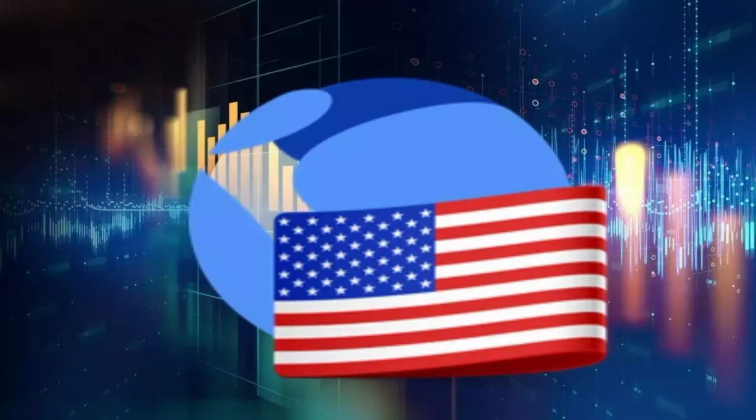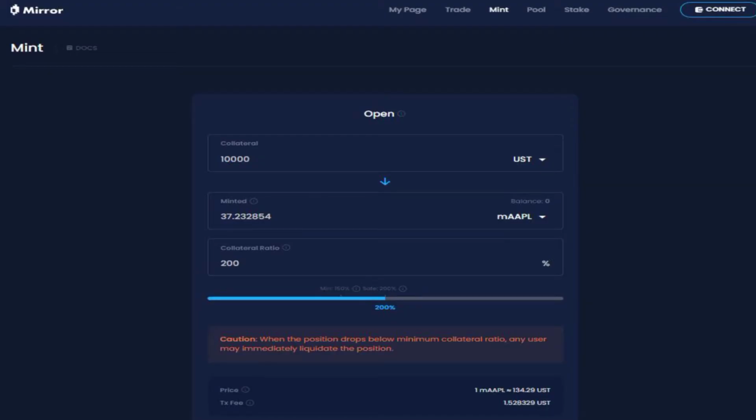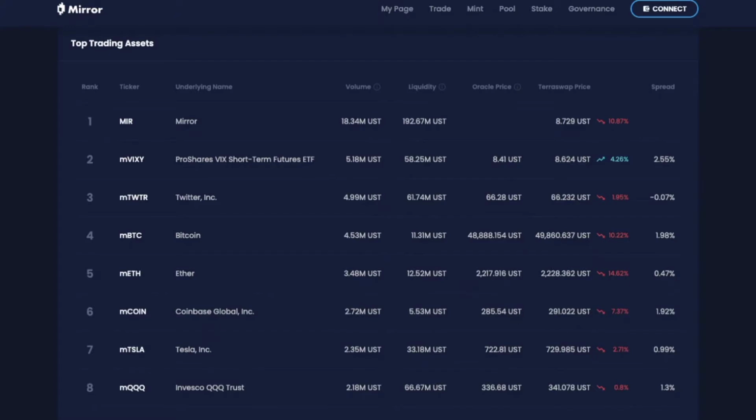This means that you can deposit your UST, a stablecoin powered by Terra, and mint synthetic versions of real-world assets like Apple equities. To keep you updated, UST recently overtook DAI and became the 4th largest stablecoin by market cap.